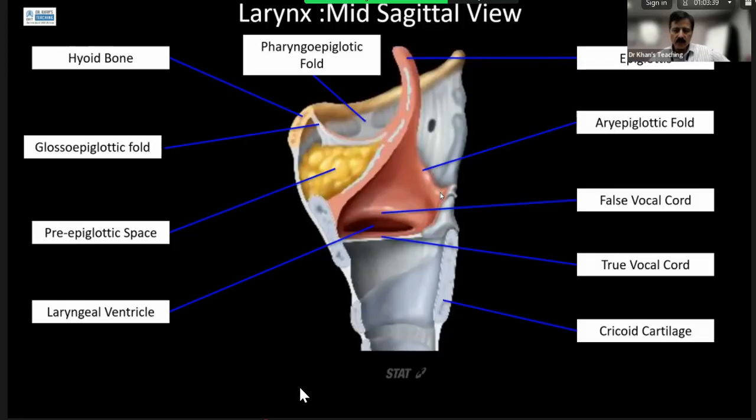Now, the key fold is this one. This is the arytenoid cartilage. From here, a mucosal fold goes. The aryepiglottic fold. This is a key fold.